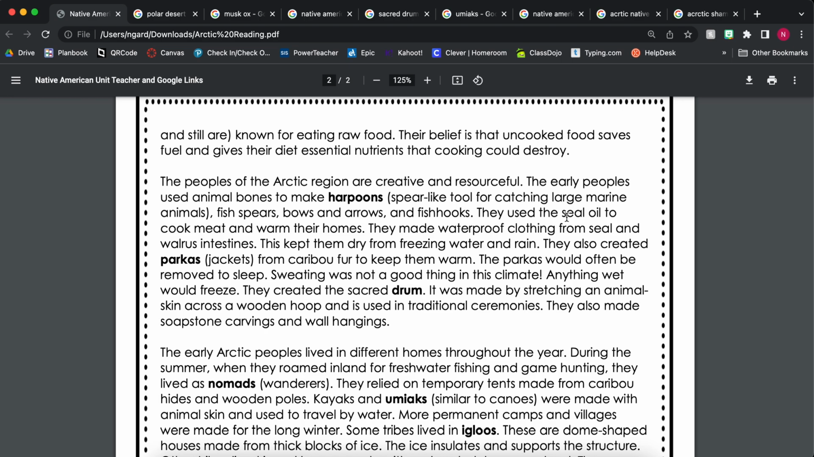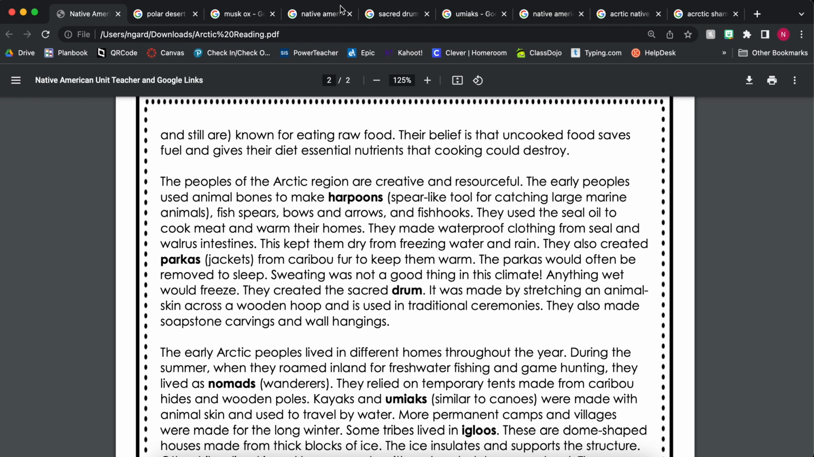They used seal oil to cook meat, kind of like how we use olive oil now to cook things. They would use seal oil or whale oil, and they would also use them to warm their homes. So they would be able to create fires or use lamps, and they would use that oil to help keep their homes warm. They made waterproof clothing from seal and walrus intestines. Sounds pretty gross, but a pretty smart idea. This kept them dry from freezing water and rain.